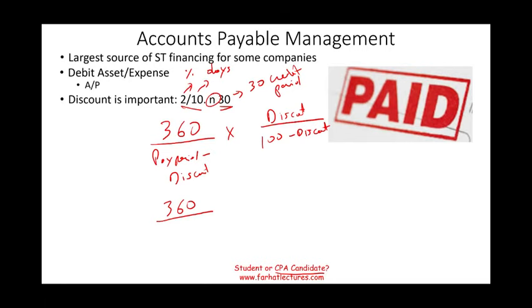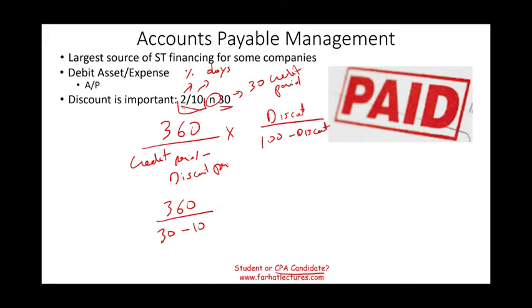The pay period is the credit period. Well, let's not call it pay period. To keep the terminology consistent, I'm going to call it your credit period. Your credit period is 30 days. So you'll take 30 days minus the discount period. The discount period, I told you, is 10 days if you pay within 10 days.